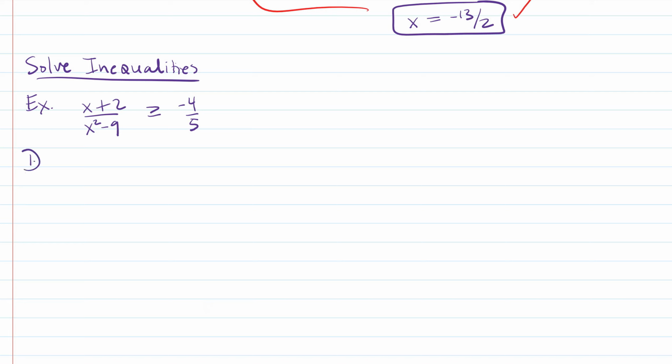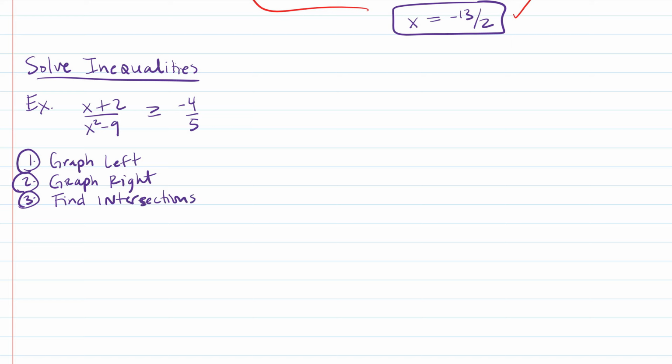Here's our strategy. Step 1, we're going to graph the left side of this inequality. Step 2, we will graph the right side of this inequality. Step 3, we're going to find any intersections of the left and the right side. And then step 4, we're going to analyze and write the intervals that answer this inequality.